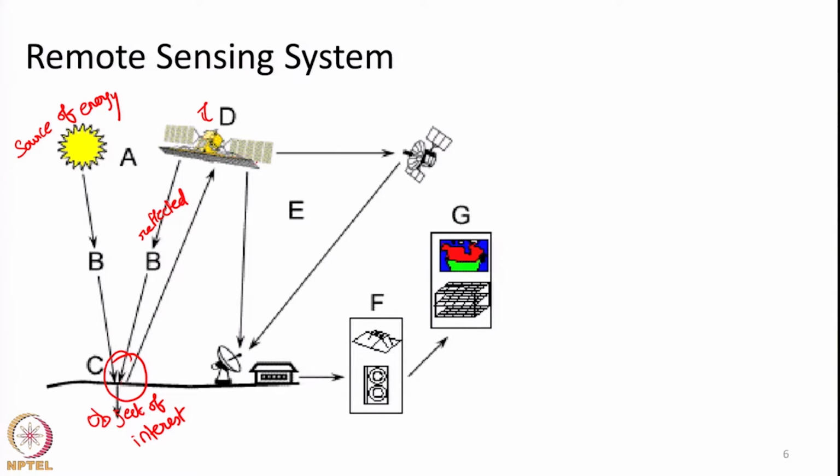Now, the sensor will transmit the data back to Earth. This is known as data transmission, and this transmitted data will most likely be stored in the form of images. There are other ways of processing and storing remote sensing data, but mostly we are used to seeing satellite images and working with them, and the final step is application of this data.